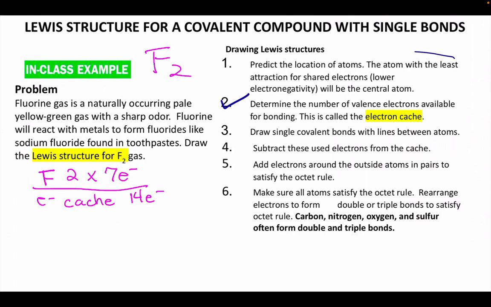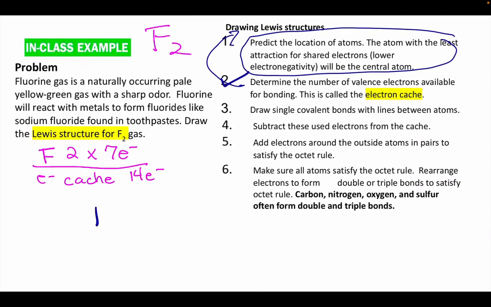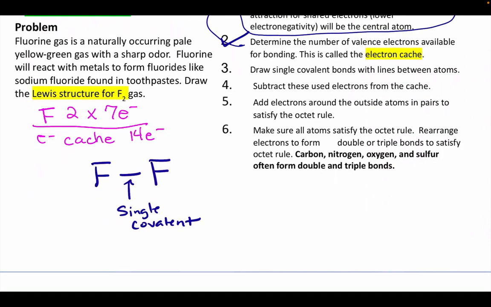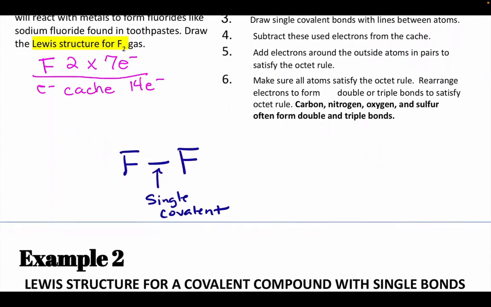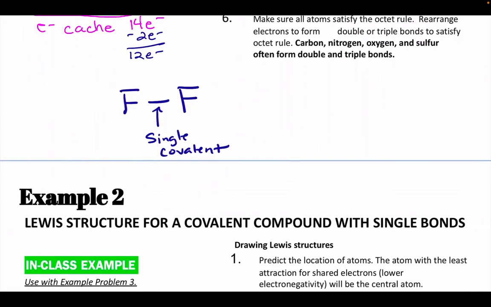Predicting the location here, I kind of actually do this first, I kind of flip those, but anyway, there is no central atom here. They're just going to be bonded, and we show them bonded with a single covalent bond. So you can see I had 14 electrons, and now I have used up 2 in that single bond. I'm going to keep track over here. You don't have to show your work, but I'm going to show it because I'm trying to explain. So I have 12 left.